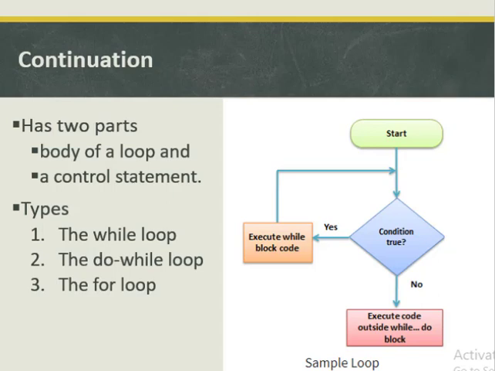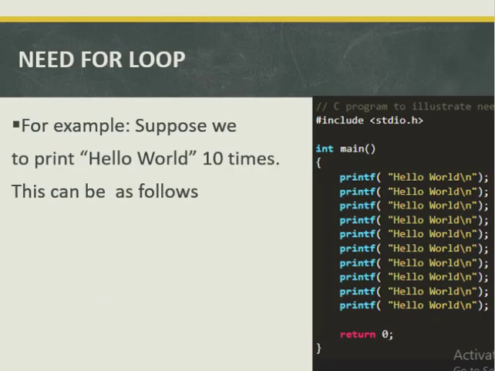So we are going to look at three types of loops. One is normally called a while loop, a do-while loop, and a for loop. Why do we need a loop?